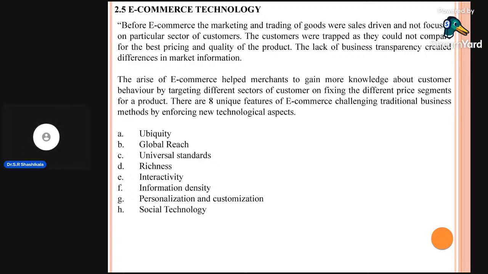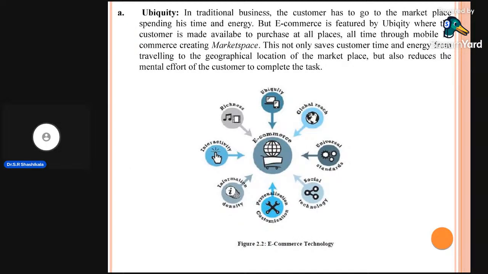There are about 8 features, as we have already discussed. They include ubiquity, global reach, universal standards, richness, interactivity, information density, then personalization and customization, and the last one is social technology. Now let us understand these concepts one by one.